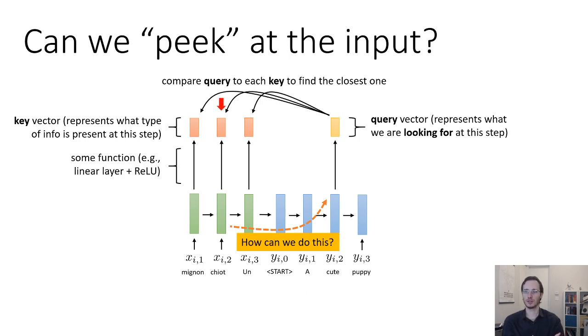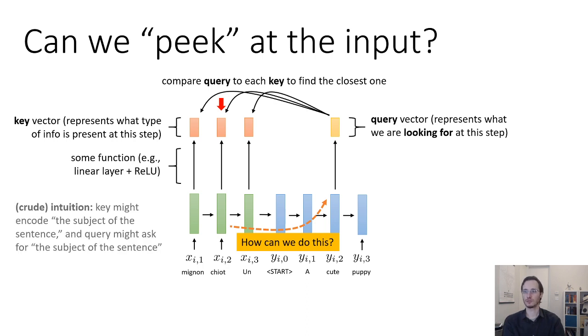So here maybe the second time step key is the most similar to the query, so we'll pick that one and we'll send its corresponding hidden state to the decoder. So some crude intuition for what this might do is the query might encode some notion of, I want to know what is the subject of the sentence. And the key might encode, this word is the subject of the sentence. And then the query might encode, I want the subject of the sentence.